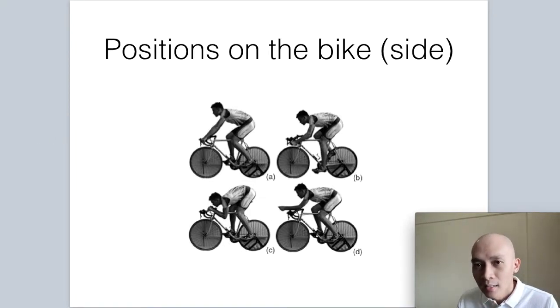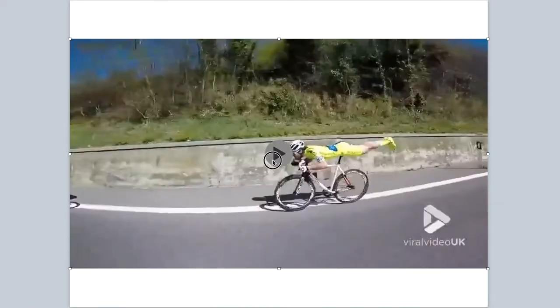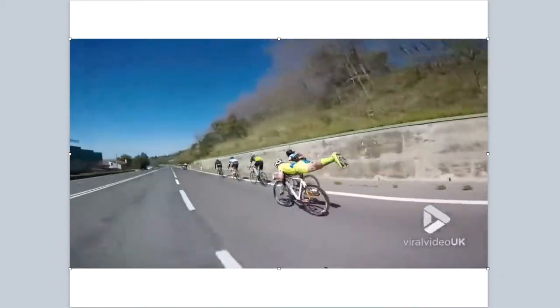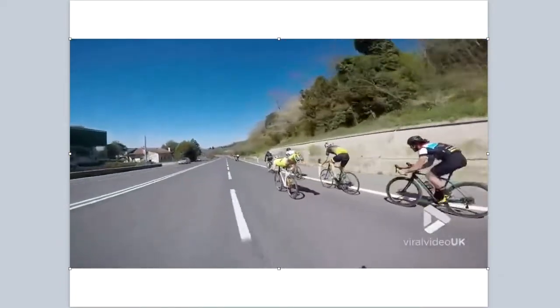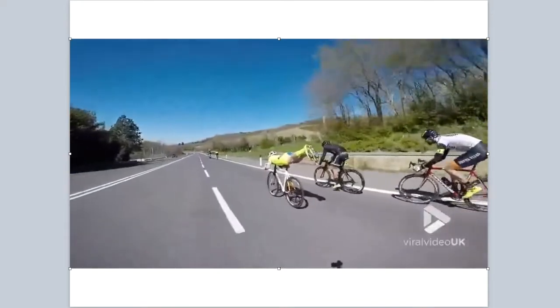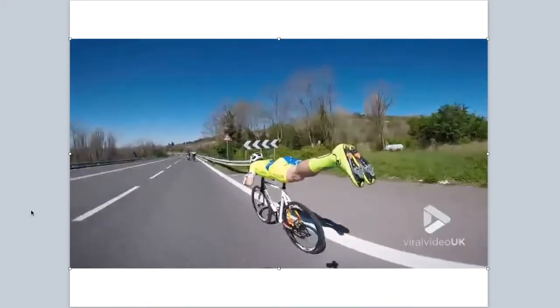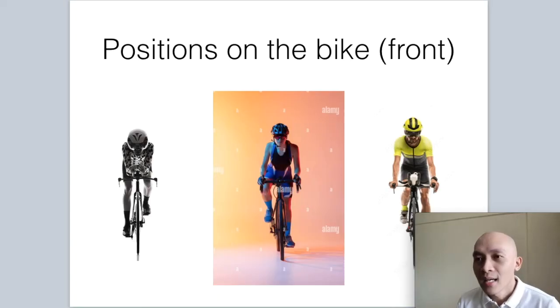Because of what this advanced group tries to do, sometimes they can even get into positions just to make sure that they are faster than the rest. This is what we call the Superman position when you are going downhill. Jokes aside. Now, the other position that we look at is basically from the front view.